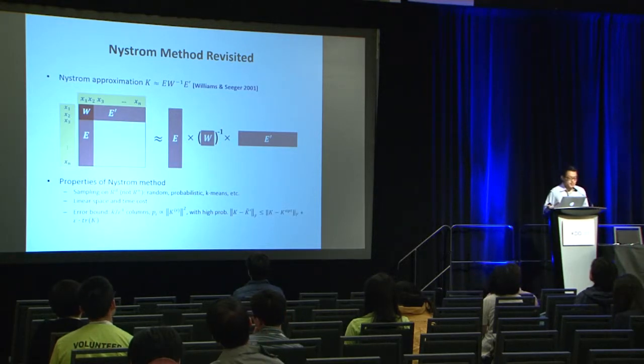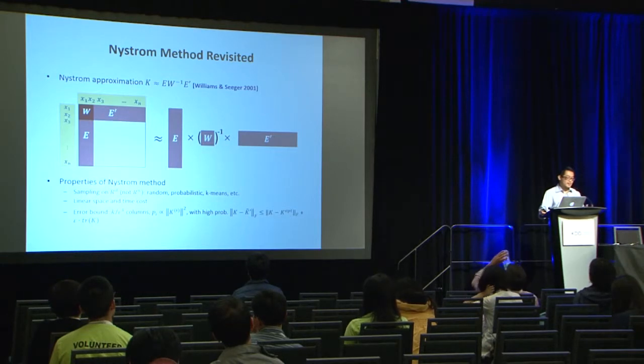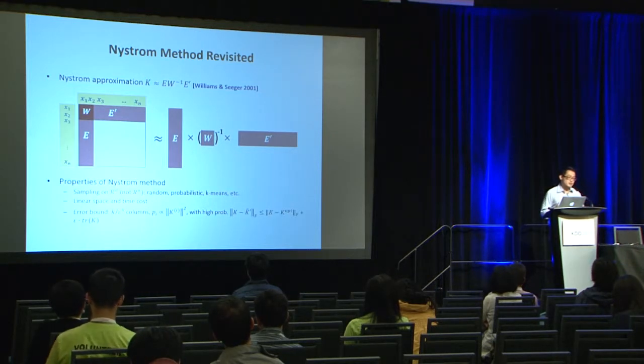You might be wondering whether the Nystrom method can be generalized to a rectangular matrix, because it has very nice properties. It only has to access a very small number of rows and columns in the data. That means it does not even have to access the entire input matrix. And the answer is yes.